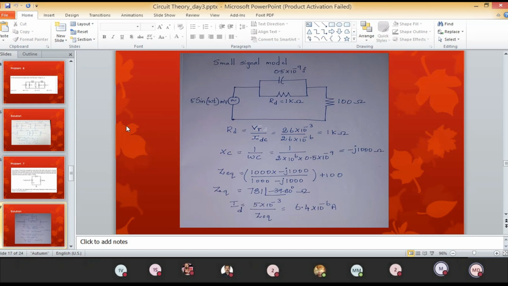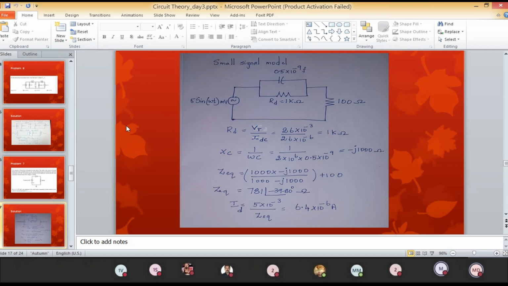Now what is XC? 1 by omega C, right? Now what is the equivalent impedance? Sorry, 1000 into minus j1000 divided by 1000 minus j1000, because I'm getting the equivalent combination of the capacitance and diode resistance, which are connected in parallel, plus 100. So the equivalent impedance is 781 minus j39.80.